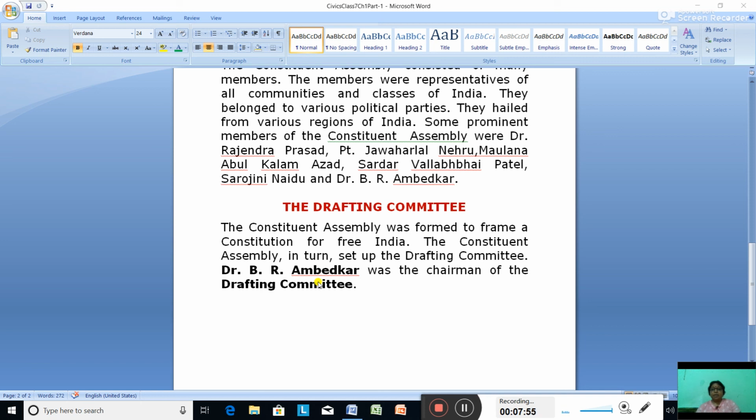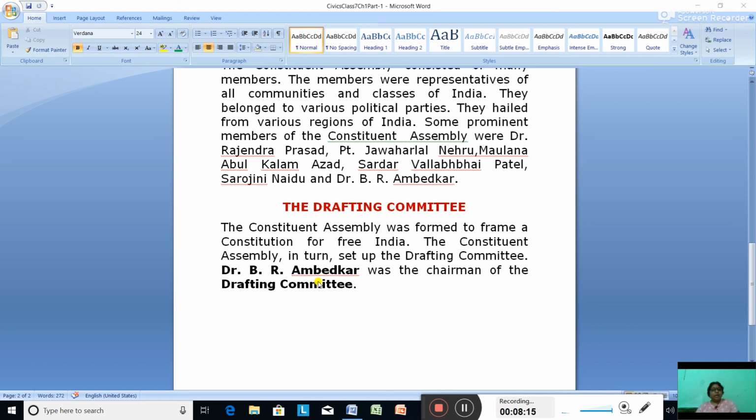The chairman of the Constituent Assembly was Dr. Rajendra Prasad, who became the first president of independent India. And Pandit Jawaharlal Nehru, a prominent member of the assembly, became the first prime minister of our country.